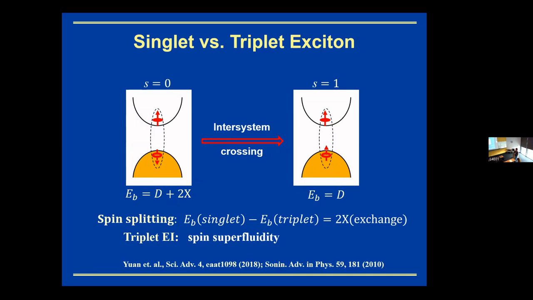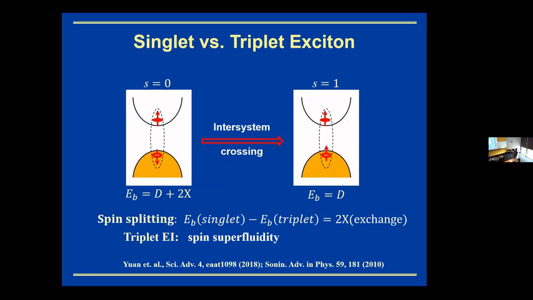Now, by exchange interaction, usually the triplet state has a lower energy, and so there's something called intersystem crossing. Basically, the singlet is bright and the triplet is dark. So when you optically excite the singlet, it can transfer by intersystem crossing to form a triplet because it has a lower energy. This is a very hot topic in organic spintronics and organic photovoltaics, because it can enhance the solar cell efficiency.